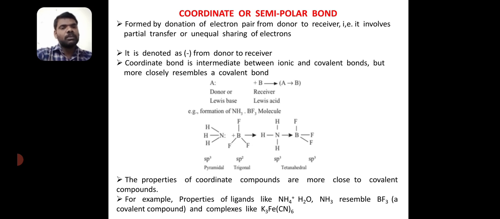For example, A is a donor atom that acts as a Lewis base, an electron pair donor. B is a receiver that acts as a Lewis acid. To form the coordinate bond, A gives to B. That is the formation of the NH3BF3 molecule. In NH3, the nitrogen atom has a lone pair of electrons, with sp3 hybridization and pyramidal structure. Boron trifluoride is an electron-deficient species, sp2 trigonal. The nitrogen atom gives its pair of electrons to form the NH3BF3 molecule, which has a tetrahedral shape.